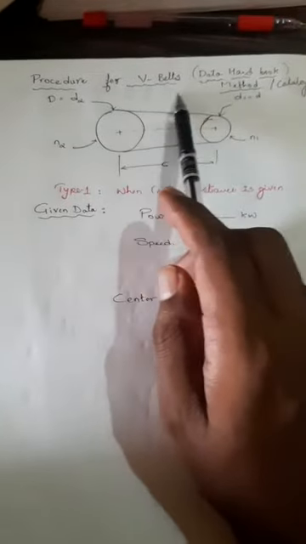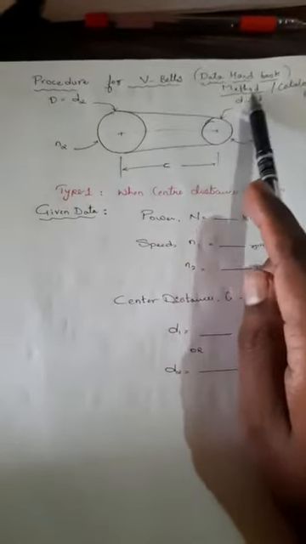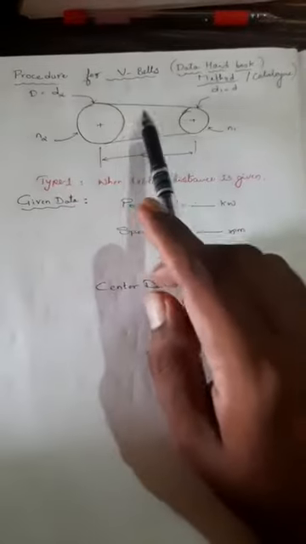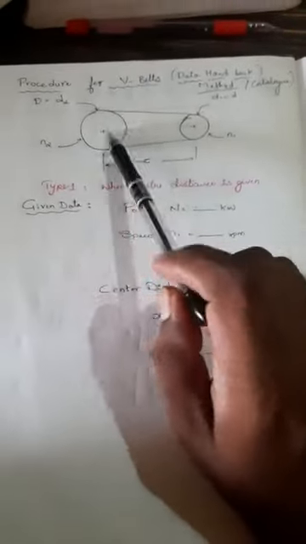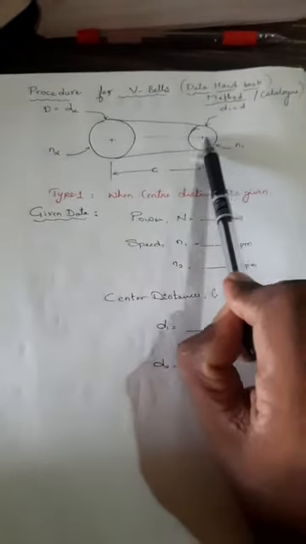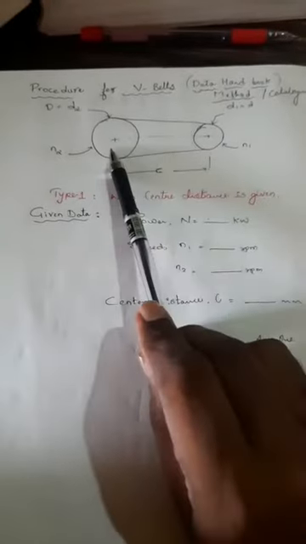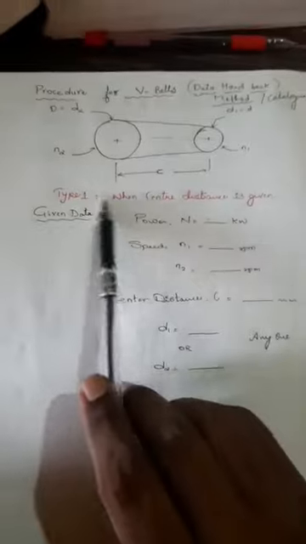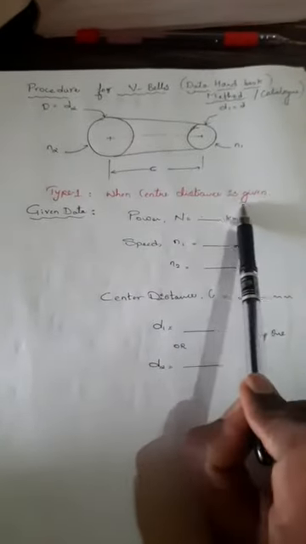Procedure for V belts. This is a data handbook method, also called the catalog method. V belts are used to connect two pulleys. These are the two pulleys: the bigger diameter is D2 or capital D, the smaller diameter is D1 or small d. The bigger pulley RPM is N2, the smaller pulley RPM is N1, and the center distance between them is called capital C.